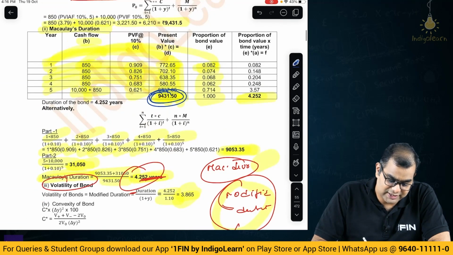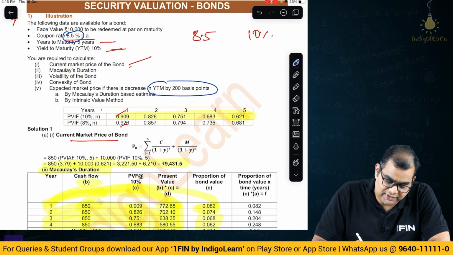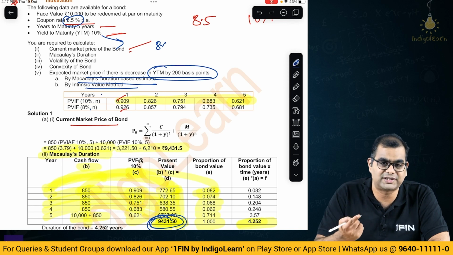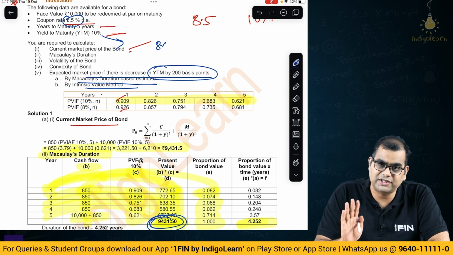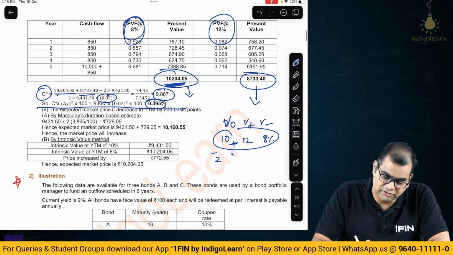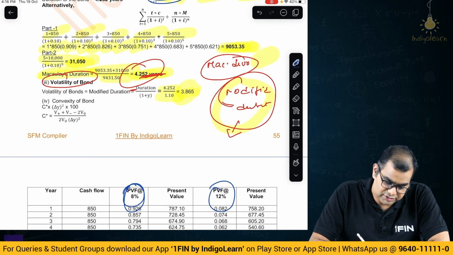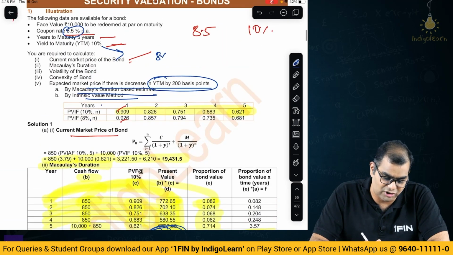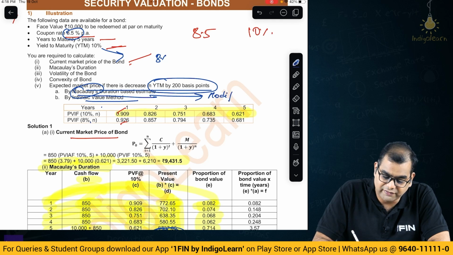Now, what is the next question that they have asked? Expected market price if there is a decrease in YTM by 200 basis points, by Macaulay duration method and intrinsic value method. Macaulay duration is only the first change, not the second change of convexity, but they are asking only the first derivative, Macaulay duration. What is the Macaulay duration? We found out the Macaulay duration is 4.23, but you don't compute a change due to Macaulay duration, you compute it by modified duration. So, this part is wrong. This is not Macaulay, this is modified duration.